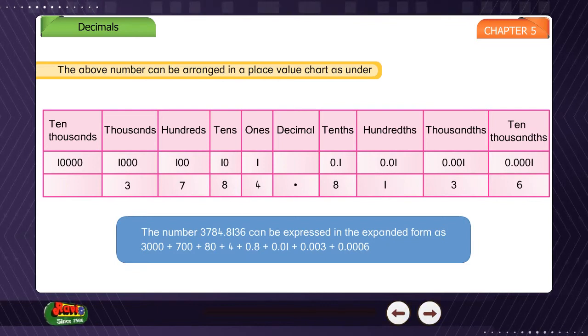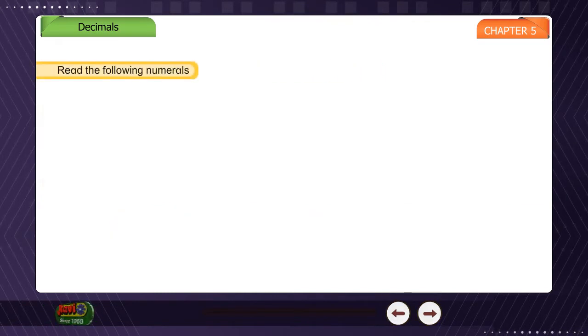The number 3784.8136 can be expressed in the expanded form as 3000 plus 700 plus 80 plus 4 plus 0.8 plus 0.01 plus 0.003 plus 0.0006.